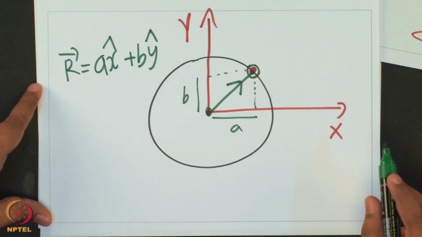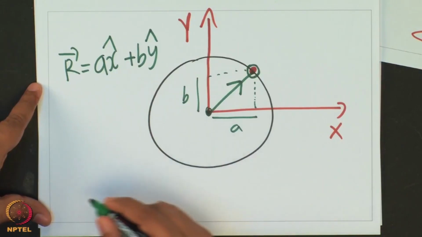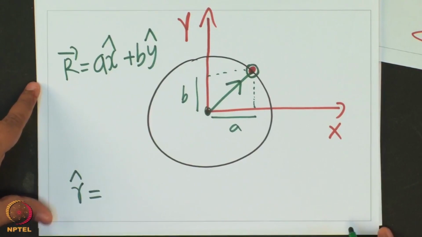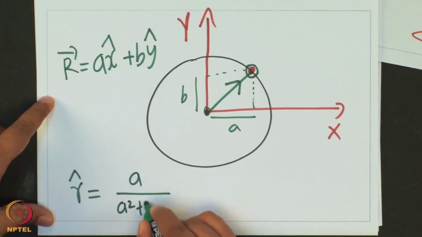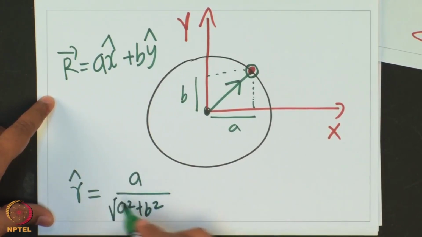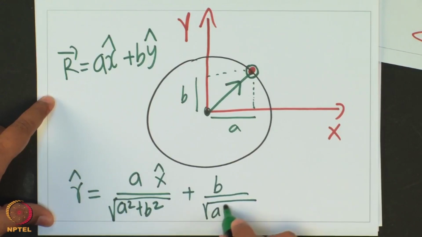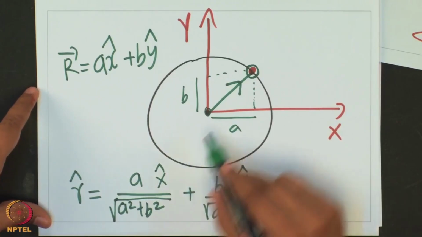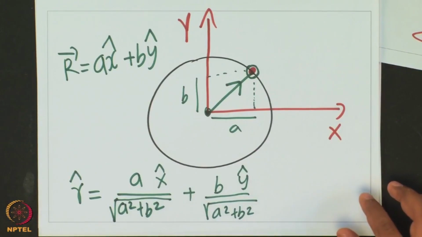Now we also said that we can write a unit vector, which is the r unit vector, which I could write as a by root of a squared plus b squared along the x direction, and b by root of a squared plus b squared along the y direction. This is a unit vector which would represent this direction. So this is something that we learned.